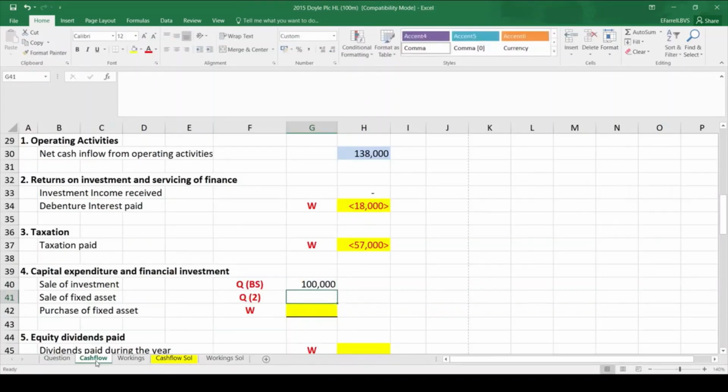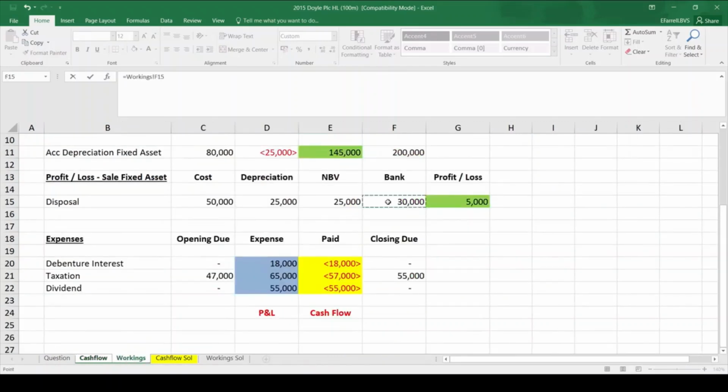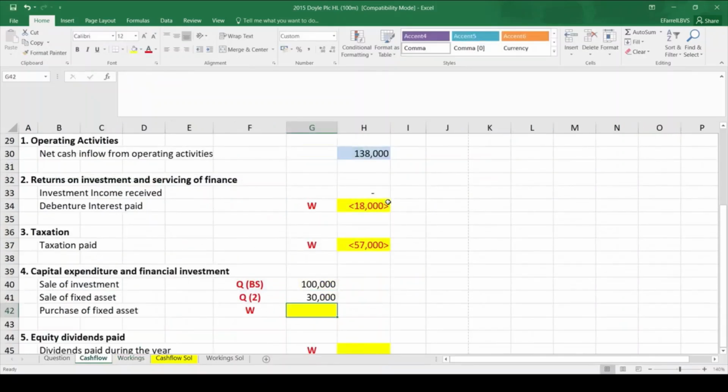Sale of the fixed asset, we got 30,000, and we can see that from our workings here again. We got 30,000, so that's the physical money we got into our bank, so that's what's going to go in our cash flow statement, and again, that's a plus 30,000.